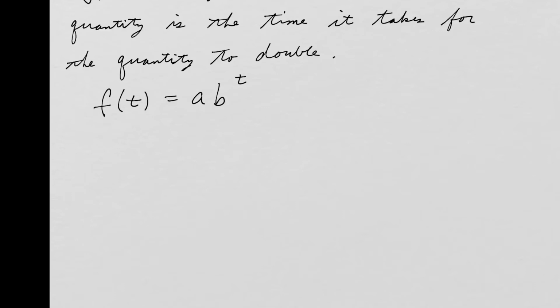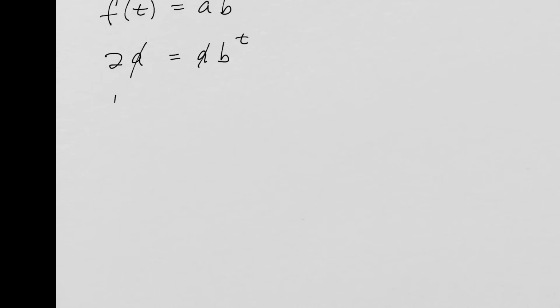Okay, so in this case, we want to know the time, so we want to figure out t, when the output f of t becomes twice the original amount a, right? So if I plug in 2a for f of t, that's got to equal a b to the t. Now the a's will cancel, right? These cancel. So now I have, I'll write it the other way again, b to the t is equal to 2.